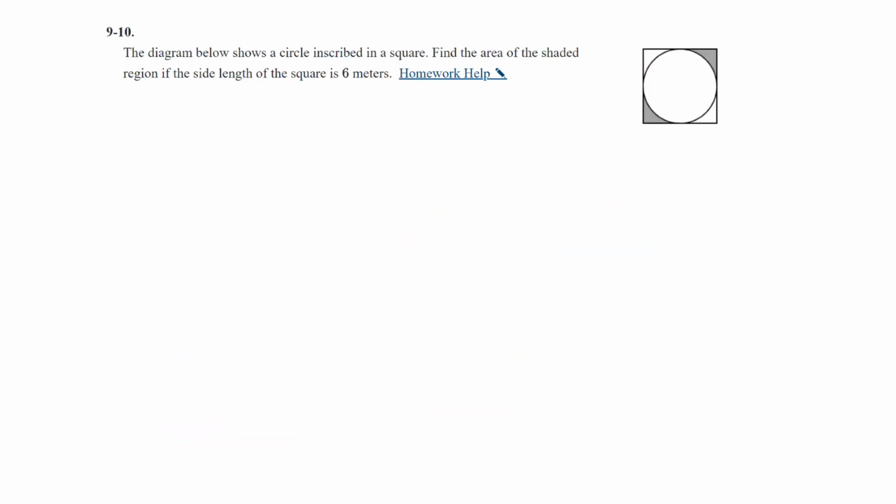Question 10. The diagram below shows a circle inscribed in a square. Find the area of the shaded region if the side length of the square is 6 meters. So this side length is 6, so that means that the radius would be 3, because if you go straight across, the diameter of the circle would be 6, so the radius would be 3. We know that the area of the square is 6 squared, so that's 36. We know the area of the circle is pi r squared, so that's pi 3 squared, so that would be 9 pi.